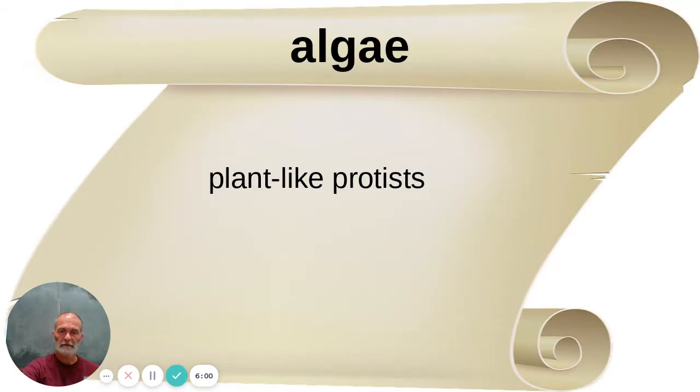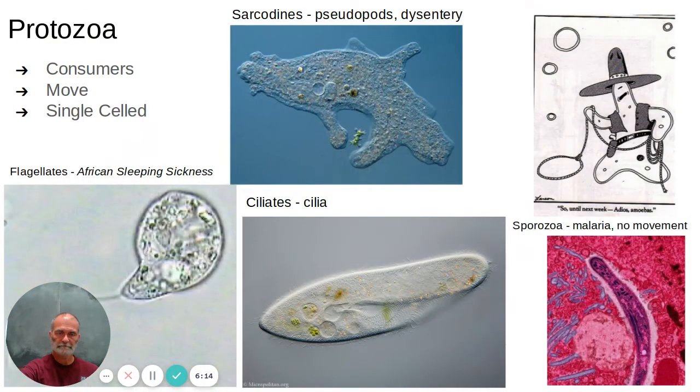So again, algae, those are the plant-like protists. They're like plants, but they're not plants because they do not have a nucleus if they're many-celled, and they do have a nucleus, but they're only single-celled if they are in the other group of the plant-like protists.